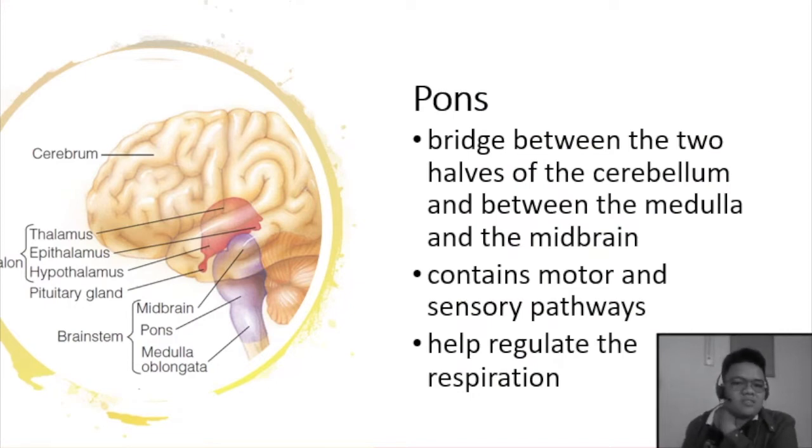Then we have your pons. Class, your pons is the bridge between the two halves of your cerebellum. It is also the bridge between your medulla and your midbrain. It also contains the motor and sensory pathways, and more importantly, class, it helps regulate your respiration. So part of your pons regulates your respiration.